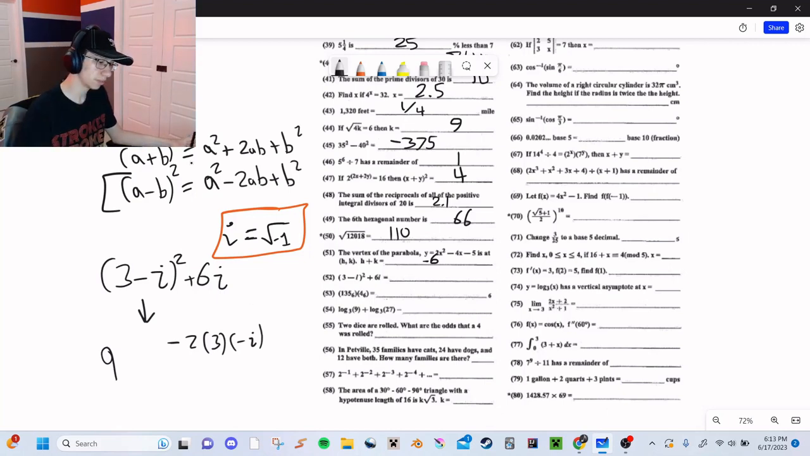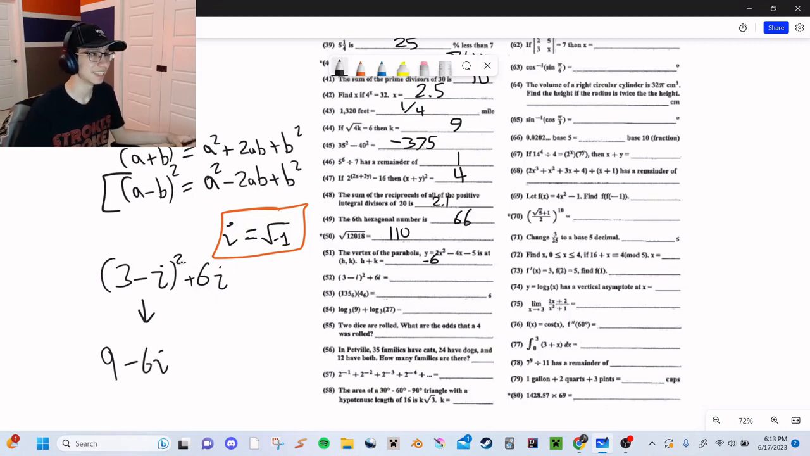Oh, yeah, nah, that should be i. Yeah, so this should be minus 6i. My bad, guys. And then i squared, well, we said earlier, i squared is -1. So, minus 1. This is my a squared, my minus 2ab, and my b squared.